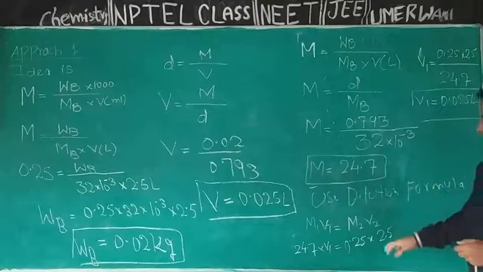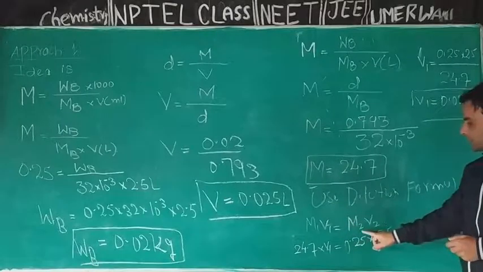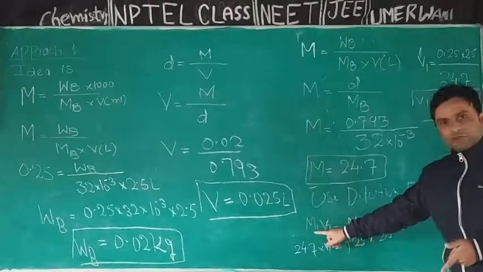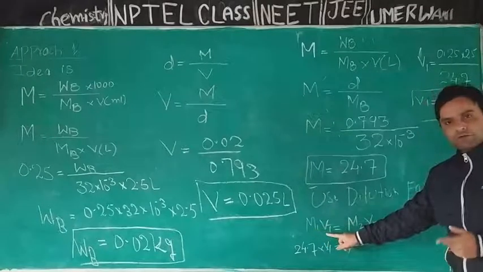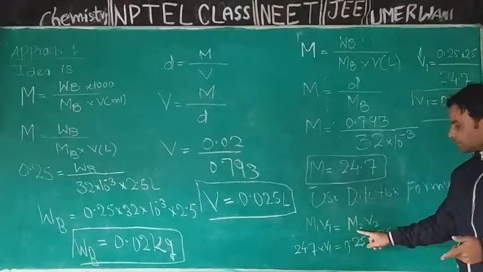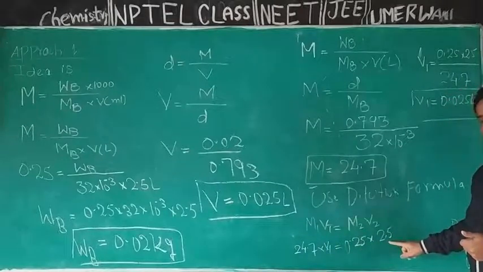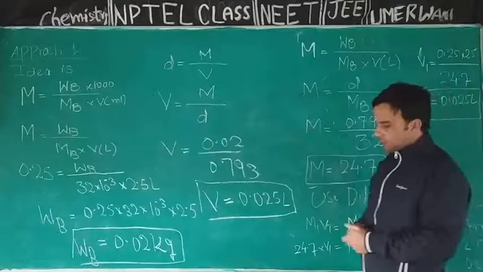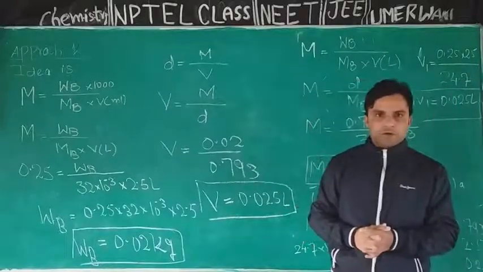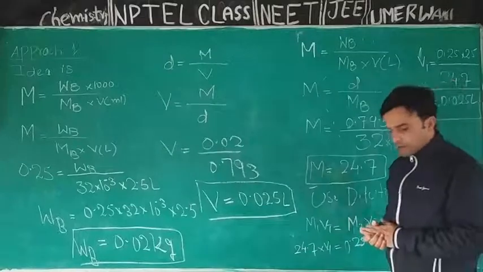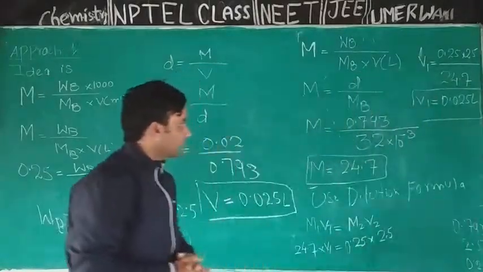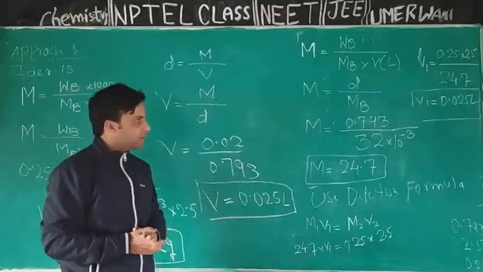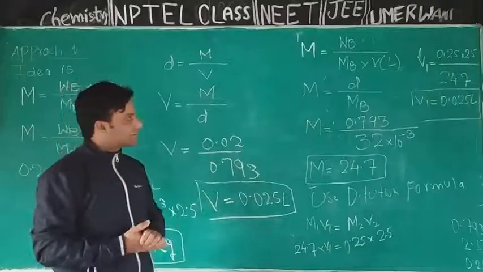Then I used the dilution formula, M1V1 is equal to M2V2. I said M1 is the molarity of pure methanol, V1 is the volume of pure methanol we have to take so as to prepare 0.25 molar solution in 2.5 liters, and from here I got the unknown variable. I calculated volume of methanol which came equal to 0.025 liter. This way you can solve different problems of same nature. Have these ideas in mind and apply these on many more problems of such kind.